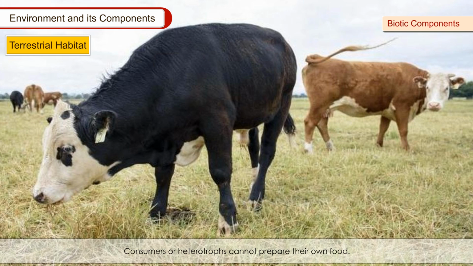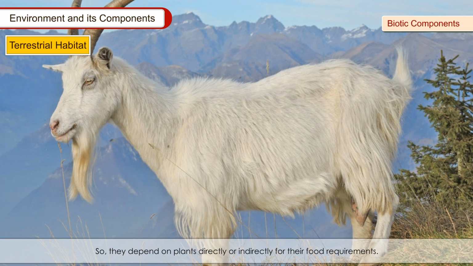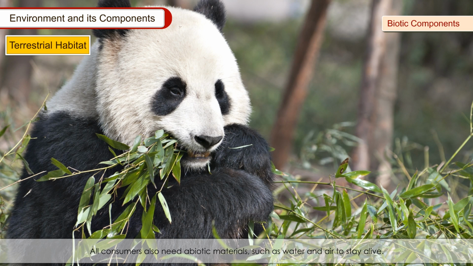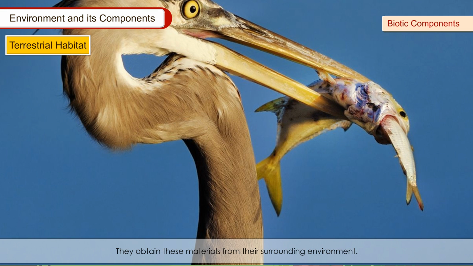Consumers. Consumers or heterotrophs cannot prepare their own food, so they depend on plants directly or indirectly for their food requirements. All consumers also need abiotic materials such as water and air to stay alive. They obtain these materials from their surrounding environment. Depending on their food habits, consumers can be further divided as herbivores, carnivores, and omnivores.